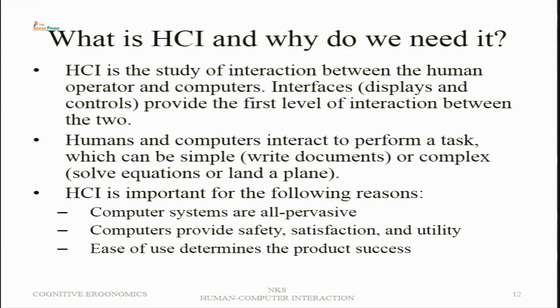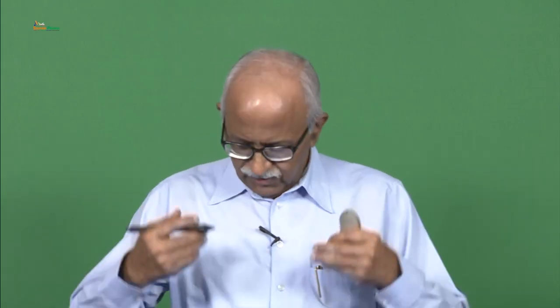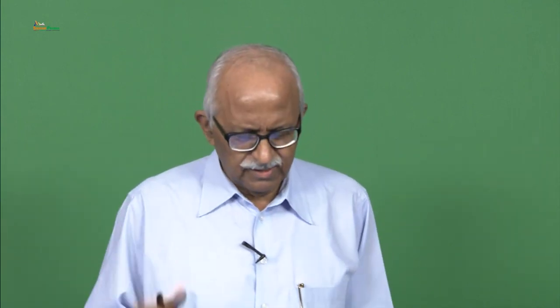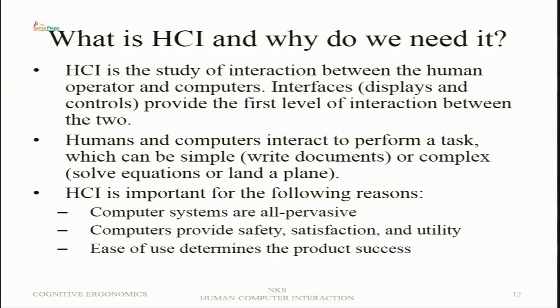HCI is important for the following reasons. One is computer systems are all pervasive. Today, almost anything you touch has one. For example, there may be a wristwatch which includes a computer, the cell phone. So even in our possessions at a given point of time, there are a large number of devices that use computers. And anywhere you look, they are available. Computers provide safety, satisfaction, and utility. They are safe to use in environments where it may be difficult or not safe for human beings to perform. And then ease of use determines the product success.